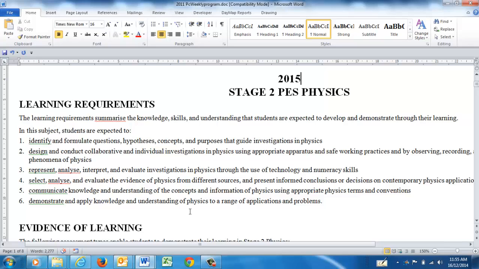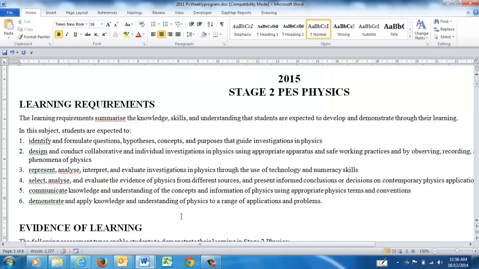Select, analyse, and evaluate the evidence of physics from different sources. So present an informed conclusion, and discussion of contemporary physics applications. There we'll be looking at things like doing some research, doing some essays, and there is a major information search that you need to do next year.